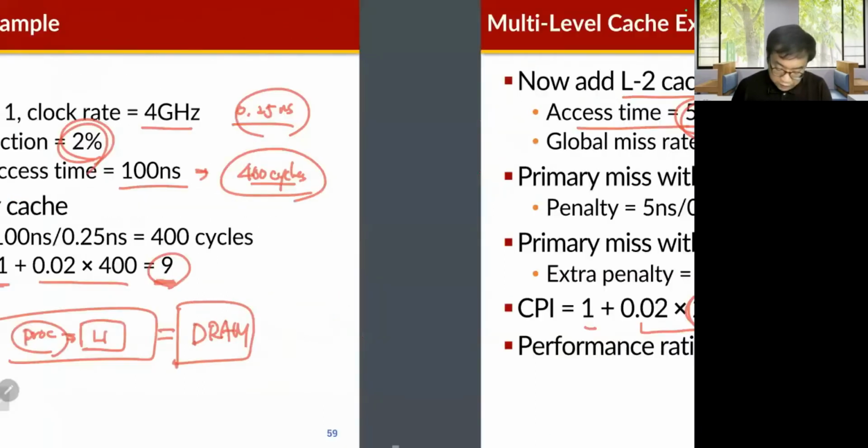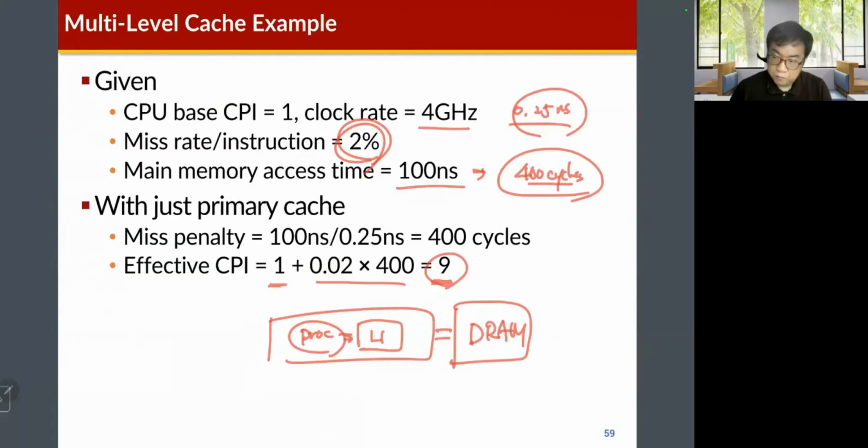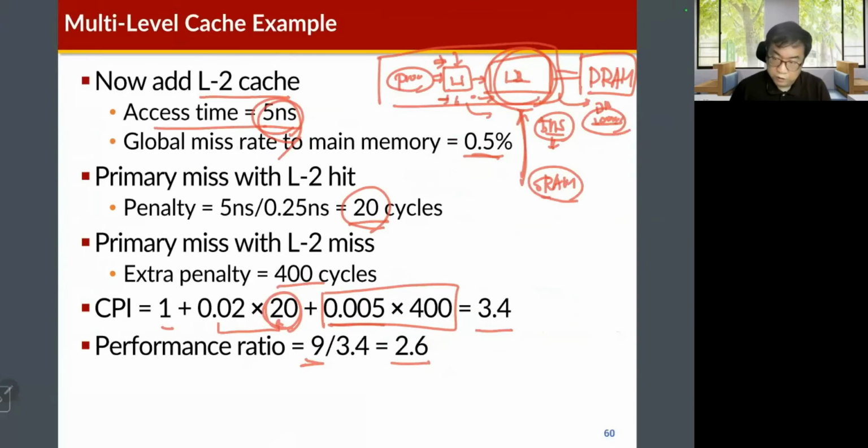Using this example, we calculated the effective CPI of the single-level cache. We also calculated the effective CPI if we use multi-level caches. This example shows that we can improve the performance of a processor if we use a multi-level cache hierarchy.